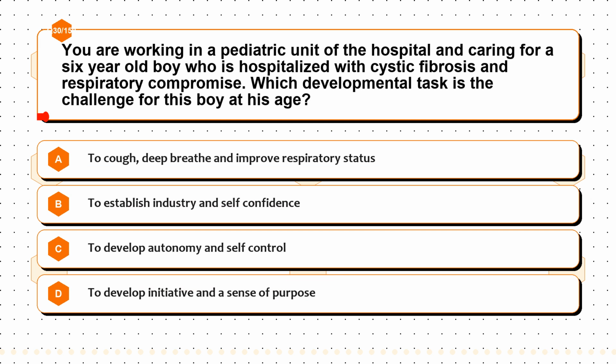Question 30. You are working in a pediatric unit of the hospital and caring for a 6-year-old boy who is hospitalized with cystic fibrosis and respiratory compromise. Which developmental task is the challenge for this boy at his age? Here are the options. Option A. To cough, deep breathe, and improve respiratory status. Option B. To establish industry and self-confidence. Option C. To develop autonomy and self-control. Option D. To develop initiative and a sense of purpose.